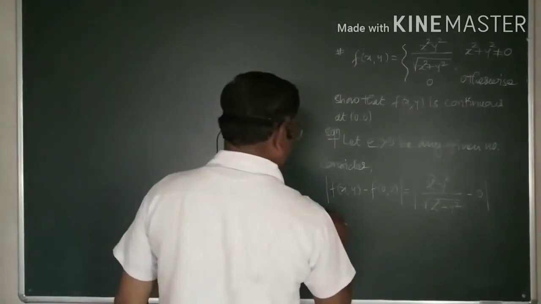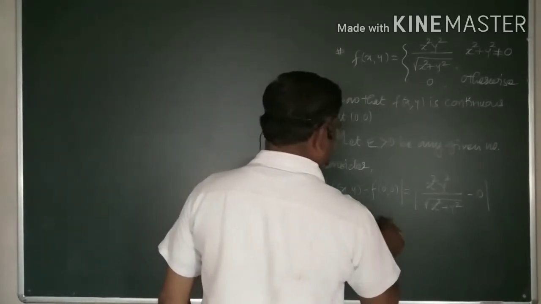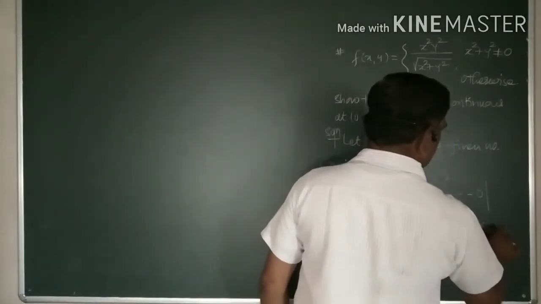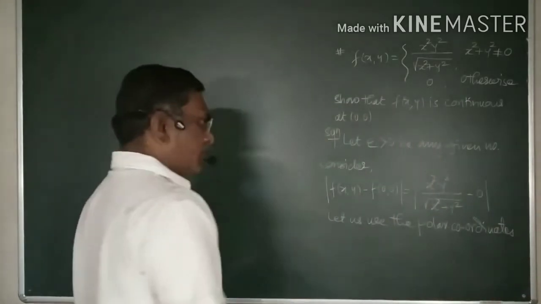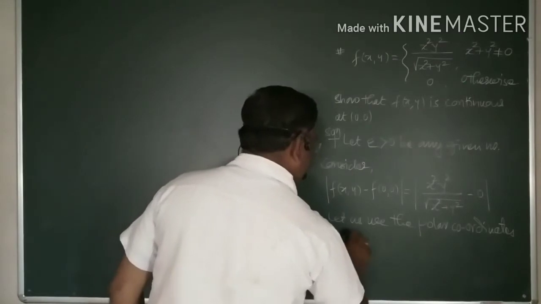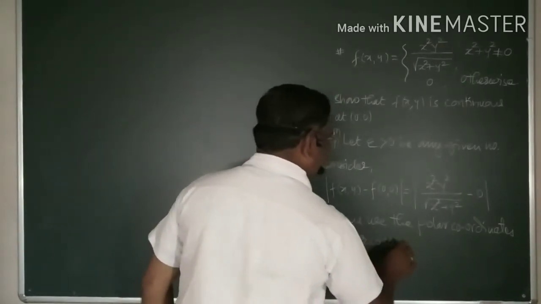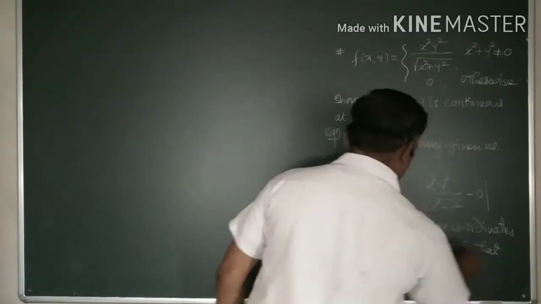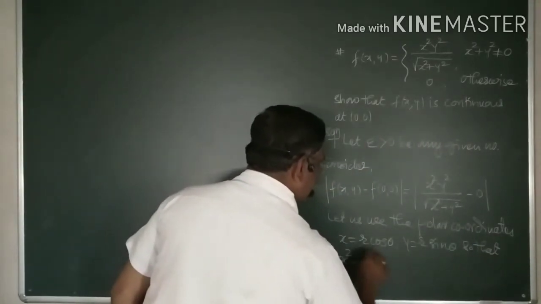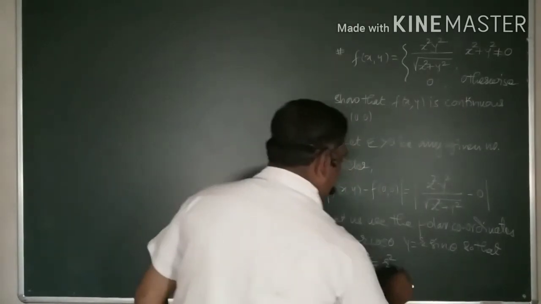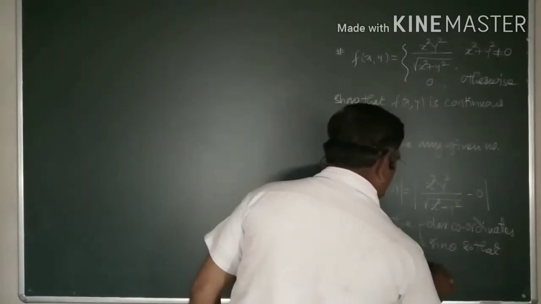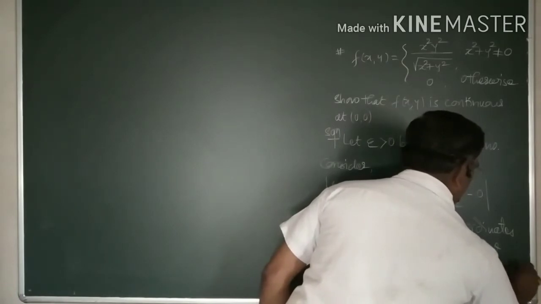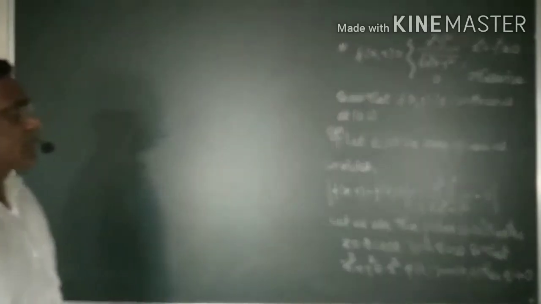Now let us use polar coordinates. As far as polar coordinates are concerned, x is equal to r cos theta, y is equal to r sin theta, so that x squared plus y squared is equal to r squared. And as (x, y) tends to (0, 0), r will tend to 0. This is what we have by using polar coordinates.